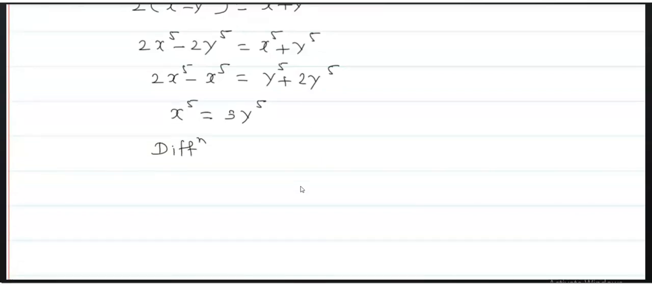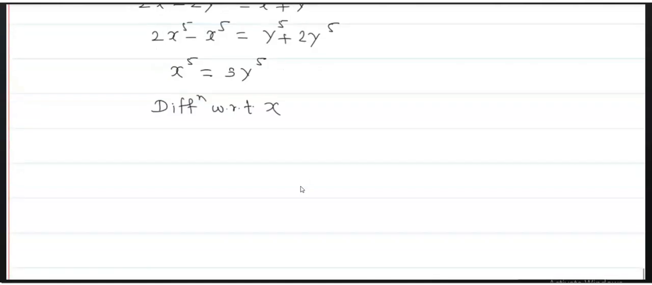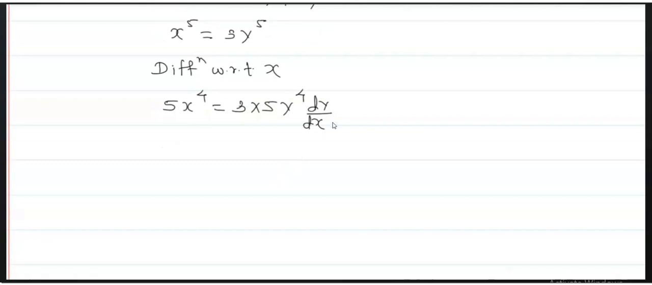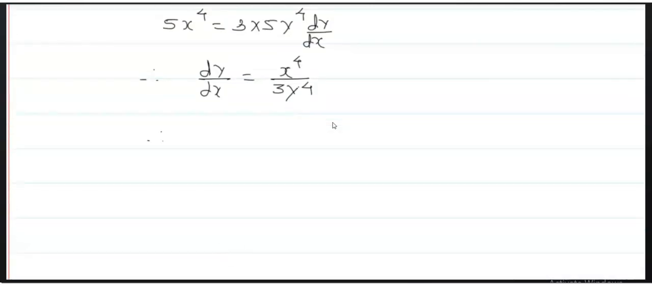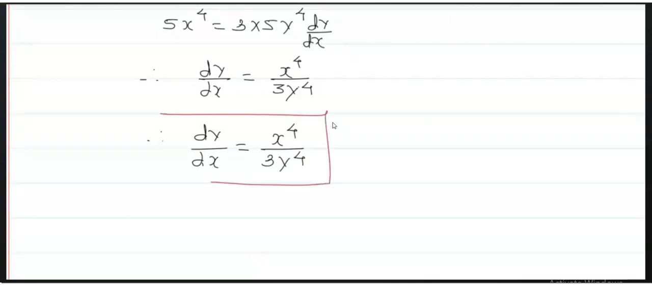Differentiate this with respect to x. The derivative of x raised to 5 is 5 into x raised to 4, is equals to 3 into 5 into y raised to 4 into dy by dx, and hence dy by dx is equals to x raised to 4 upon 3y raised to 4. And hence it is proved. Now see this again here.